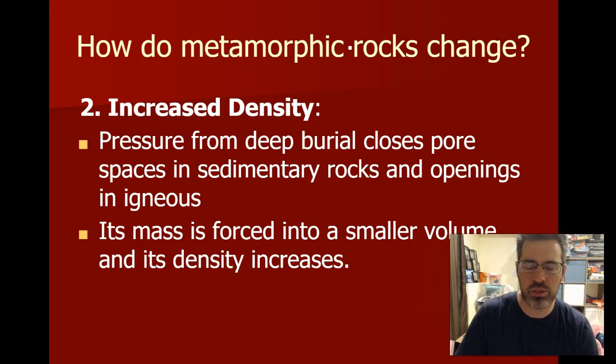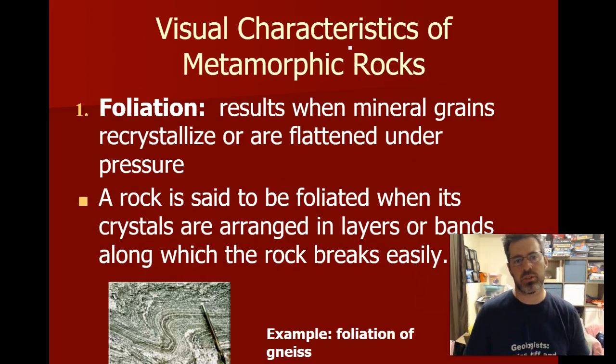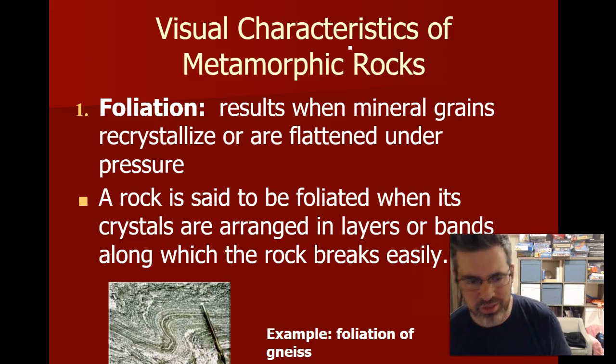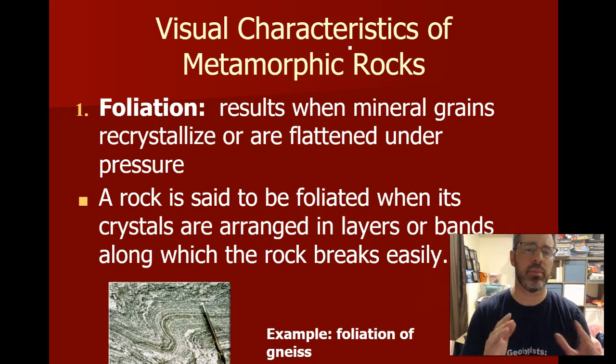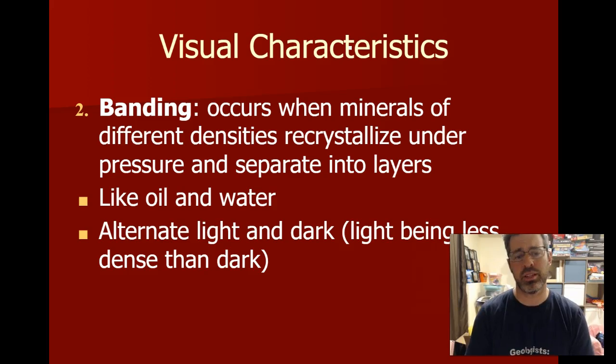Right? So now let's talk about visual characteristics of metamorphic rocks and what you can actually see. Well, the first is going to be foliation. Foliation is a fancy term for layering. It results when mineral grains recrystallize and are flattened under pressure. Okay, so rocks are said to be foliated when their crystals are arranged in layers or bands, along which the rock breaks easily. There are two types of foliation, one being mineral alignment, which doesn't show any real differences in color. And the second type of foliation is banding.